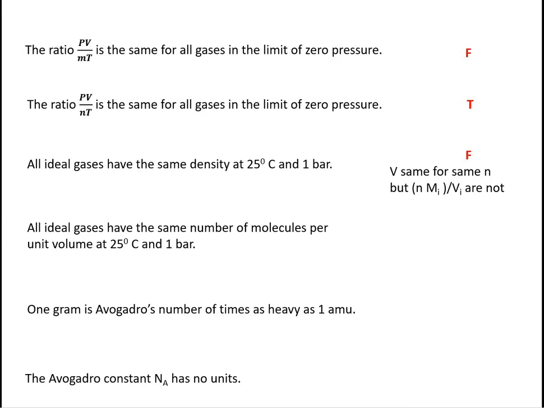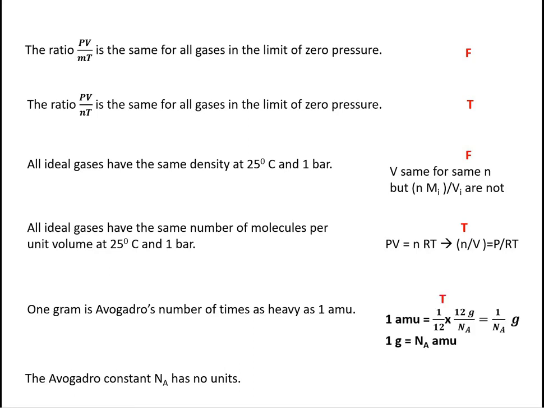All ideal gases have the same density. False statement. It has the same volume, but density depends on the molar masses. So different gases have different molar masses. So it is not true. The next one is true, because now this is the number of molecules. So PV equal to nRT. So n by V, number of moles per unit volume, is P by RT. So at a given pressure and temperature, the whole right hand side is constant.